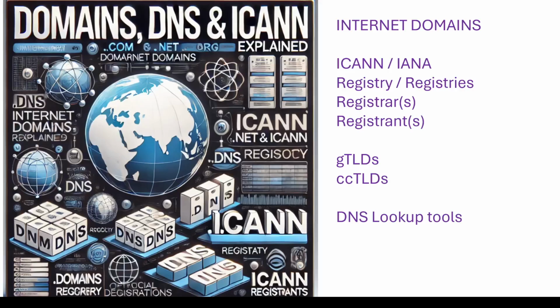Hi, welcome back. In this video, we are going to discuss what internet domains are, the role of ICANN and IANA, what a registry, a registrar, and a registrant are, and the domain types like generic TLDs, ccTLDs, and then some DNS lookup tools. gTLDs are generic top-level domains, and ccTLDs are country-specific top-level domains. CC means country code. My name is Gan. Let's get started.